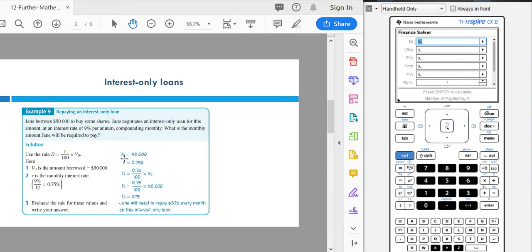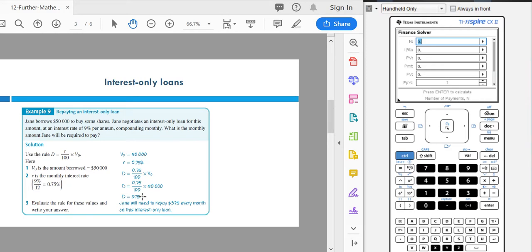So the initial investment was $50,000. The interest rate was 9% per annum. So in order to get this 0.75, you would just do 9 divided by 12. Then use the formula for interest, 0.75 divided by 100 times the initial value, which is $50,000, and you'll get $375 every month. That's all she's paying, is $375 every month.